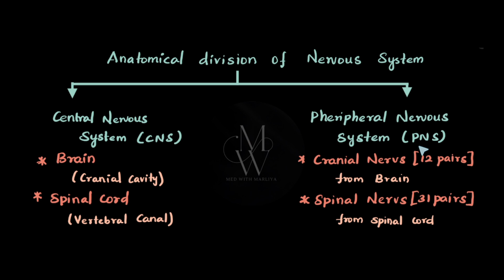In the peripheral nervous system, we have cranial nerves and spinal nerves. Cranial nerves emerge from the brain and there are 12 pairs of cranial nerves. And spinal nerves emerge from the spinal cord. There are 31 pairs of spinal nerves.